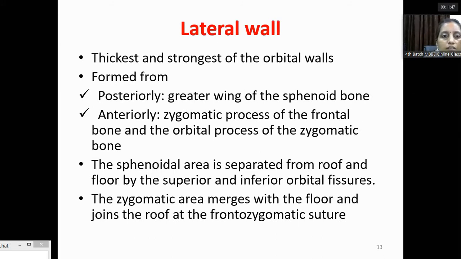So the lateral wall is the thickest and the strongest of the orbital walls, which is formed posteriorly by the greater wing of sphenoid bone and anteriorly by the zygomatic process of frontal bone and orbital plate of zygomatic bone. So sphenoid and zygomatic bone form the lateral wall, which is the strongest wall. The sphenoidal area is separated from the roof and the floor by the superior and inferior orbital fissures. The zygomatic area merges with the floor and joins the roof at the frontozygomatic suture.